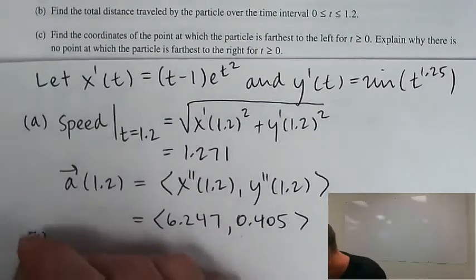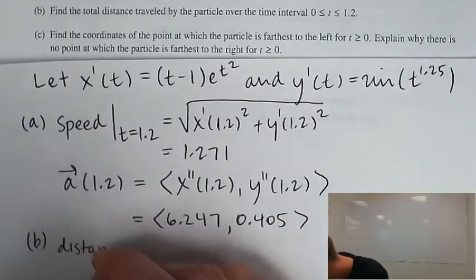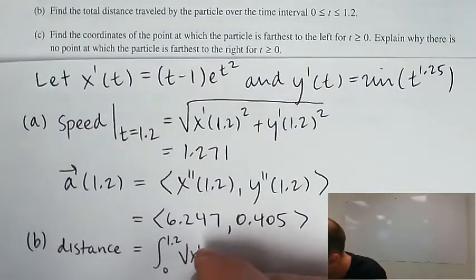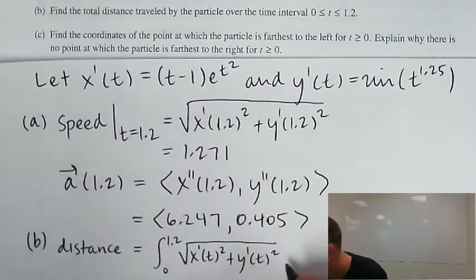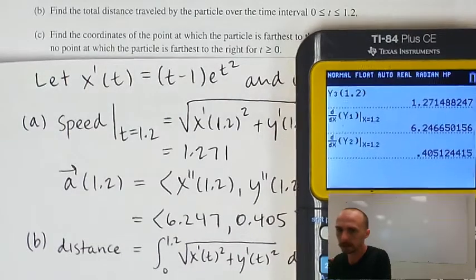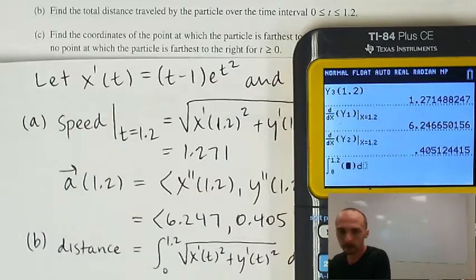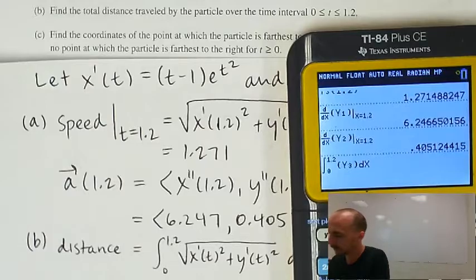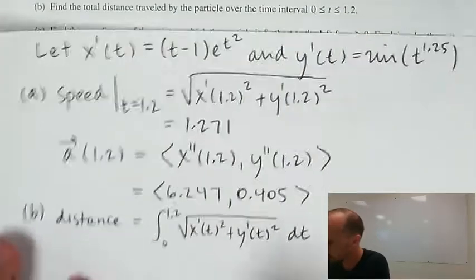It's from a cat. All right, for part B, total distance traveled. Distance is going to be the integral from 0 to 1.2 of that same square root, x prime of t squared plus y prime of t squared dt. And I can run this through the calculator, right? Put that right here. And I can do the integral from 0 to 1.2 of that dt. And I get 1.010 or 1.009, depending on how you want to write that.